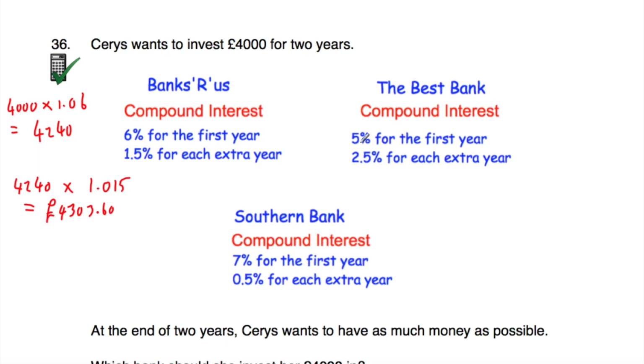The Best Bank, it's 5% for the first year. So let's take the £4,000, multiply that by 1.05, and that's equal to £4,200. So that's how much Kirsty would have after 1 year. It then says it's 2.5% for each extra year.